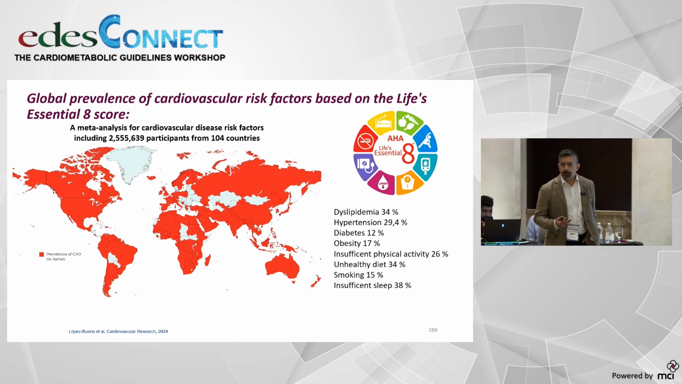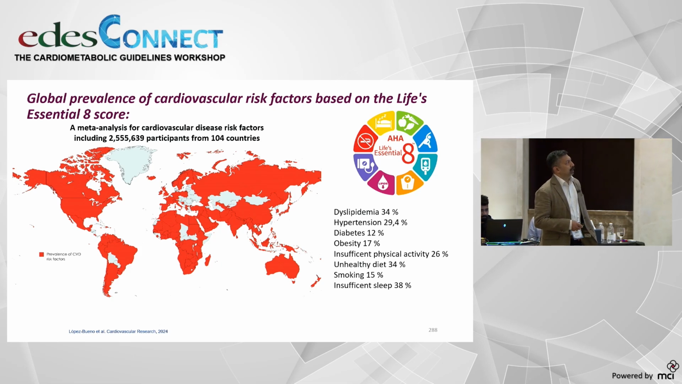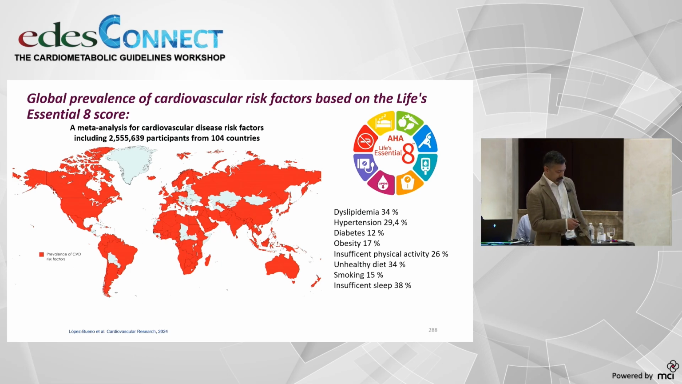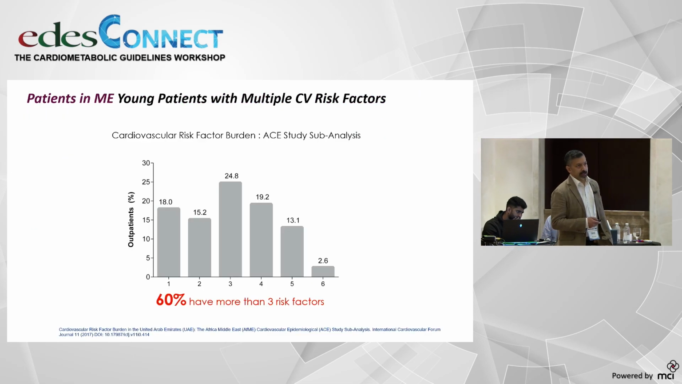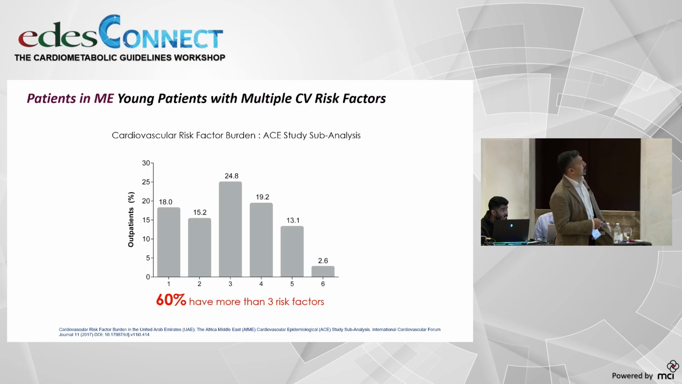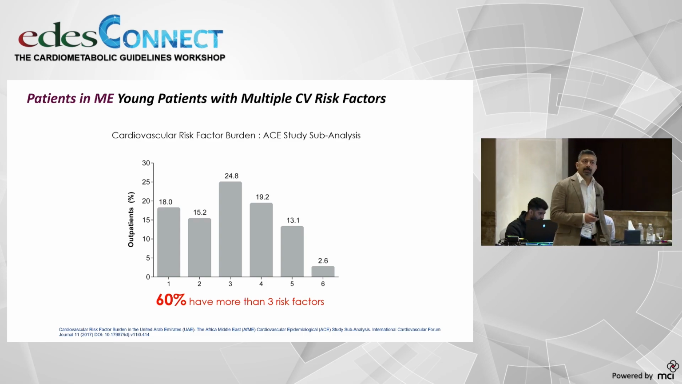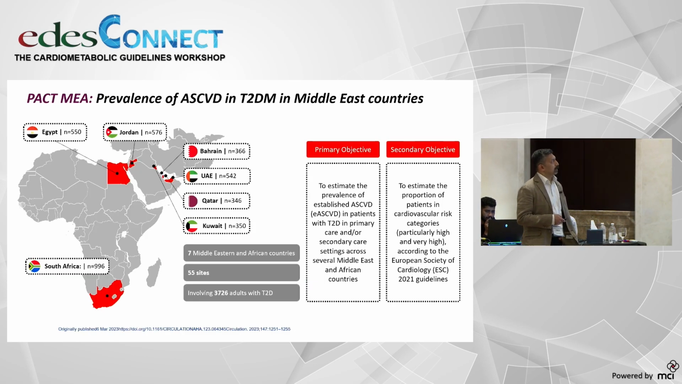So this is the global prevalence of the various risk factors. This is from the AHA's Essential 8 elements, 4 lifestyle factors and 4 risk factors. So you can see that the risk of dyslipidemia and hypertension are very high. It's 34% is the global data showing very high risk of all these risk factors, and we need to address them. How well are we in addressing them? This is the local data again from the Middle East, showing that 60% of the patients have at least 3 or more risk factors in this area. So very high prevalence of risk factors in this area also.